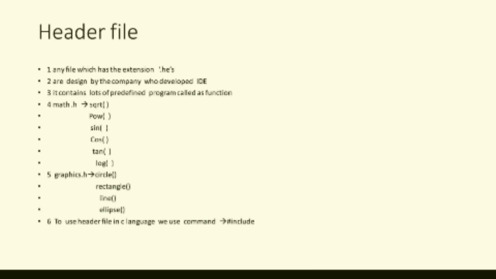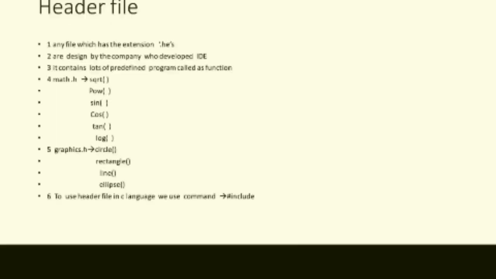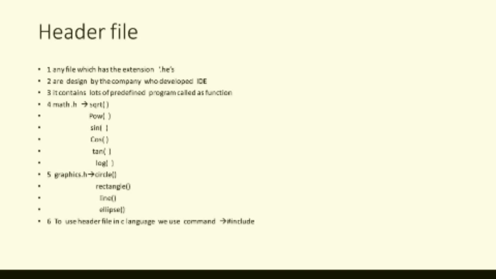In C and C++ languages, any file which has the extension .h is called a header file. These header files are developed by the company which designed the IDE. For example, Turbo C is developed by Poland company. So its header files like conio.h, stdio.h are developed by that company.